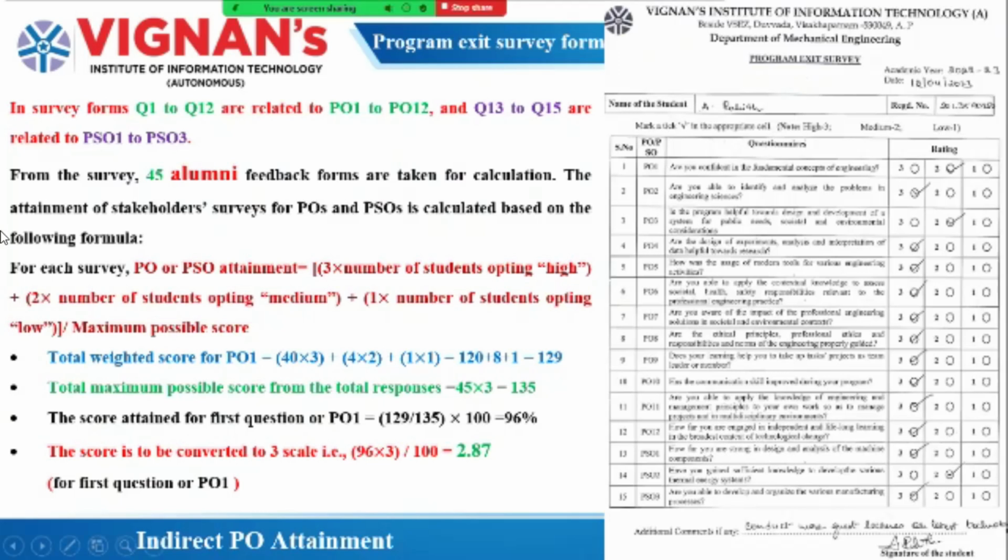Okay, see, this is the program exit survey form. This is the sample form. Earlier we had only four questions, four COs, four questions. But here we have questions 1 to 12 related to PO1 to PO12. And we have three PSOs. These PSOs may vary from program to program, branch to branch. Okay, in the mechanical program, we have three PSOs, that is 13 to 15, PSO 1, 2, 3.